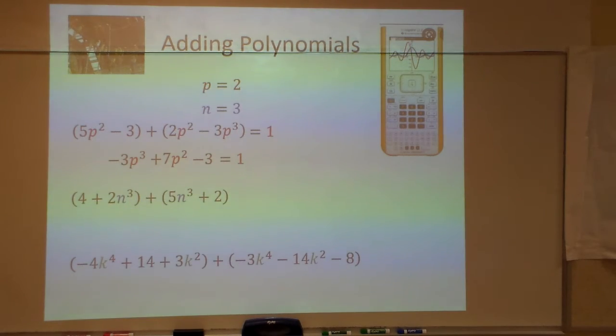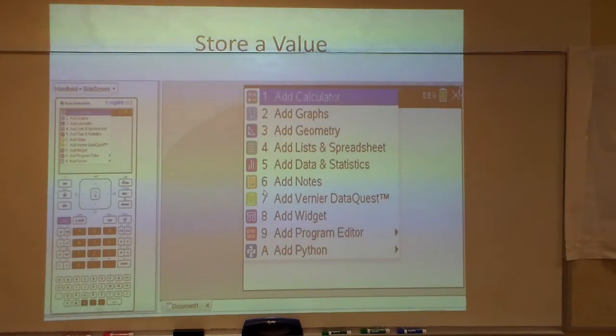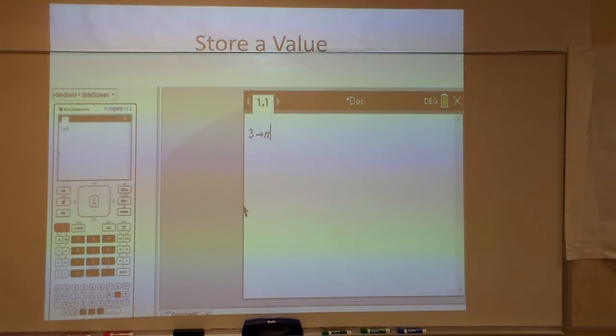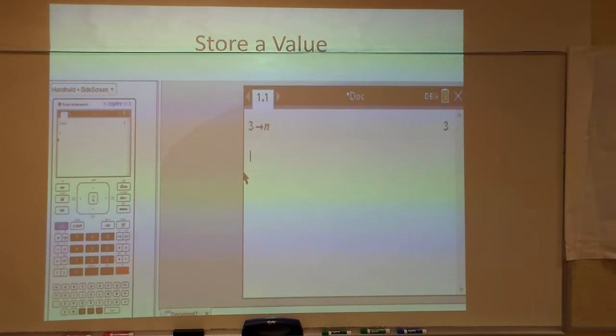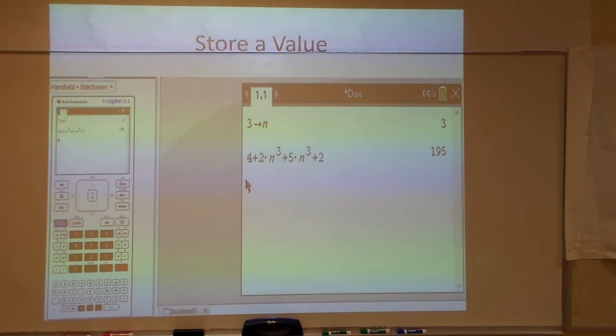So here we go. Now let's try it with n, and 3. From working the problem previously, I know that I combine these two: 2 plus 5 is 7n cubed, and 4 plus 2 is 6. So I'm going to go to my calculator, add calculator, put the number 3 in. Don't forget, control variable right there. You're going to use the letter n, enter.